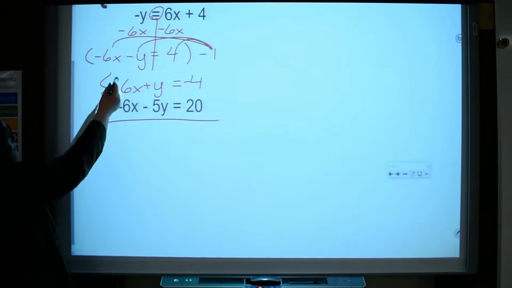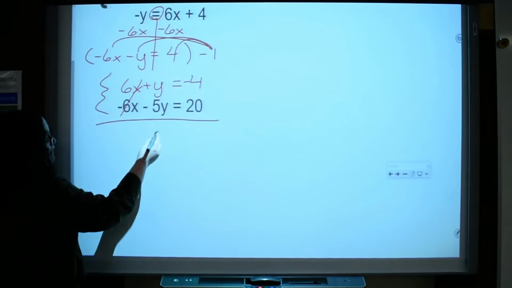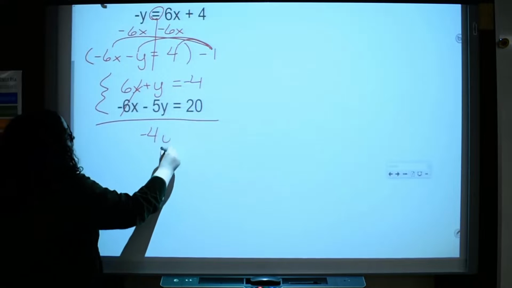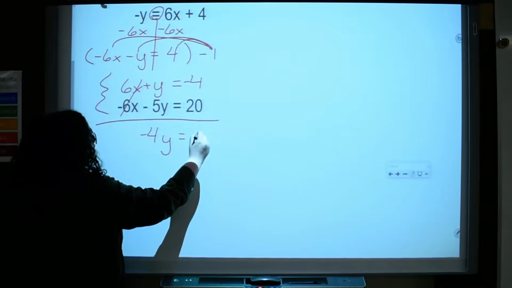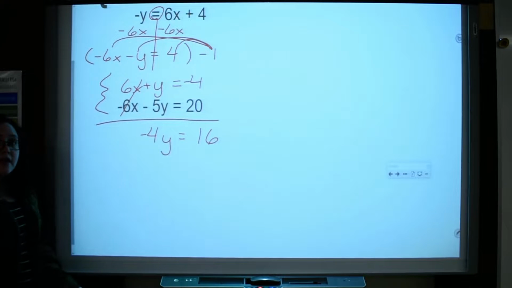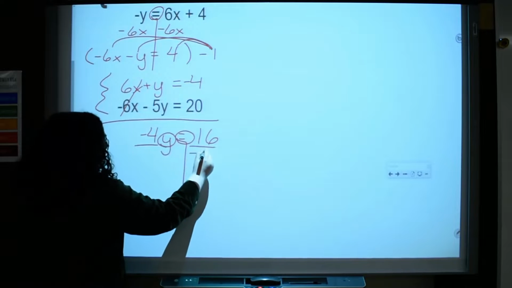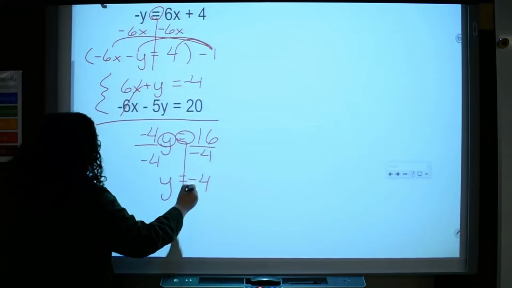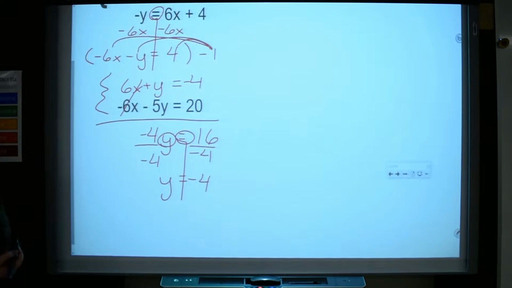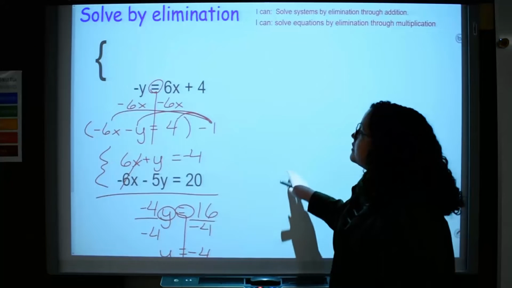Okay, so from here, x is eliminated. We've got 1y minus 5y, so we're going to have a negative 4y equals negative 4 plus 20, which is going to be a positive 16. So let's go ahead and solve for y. We've got our coefficient. We can divide both sides by a negative 4. y is a negative 4, our answer. Excellent. Now we've got one of them already. We've got y is equal to a negative 4, but we're not done yet. We still need the other answer.